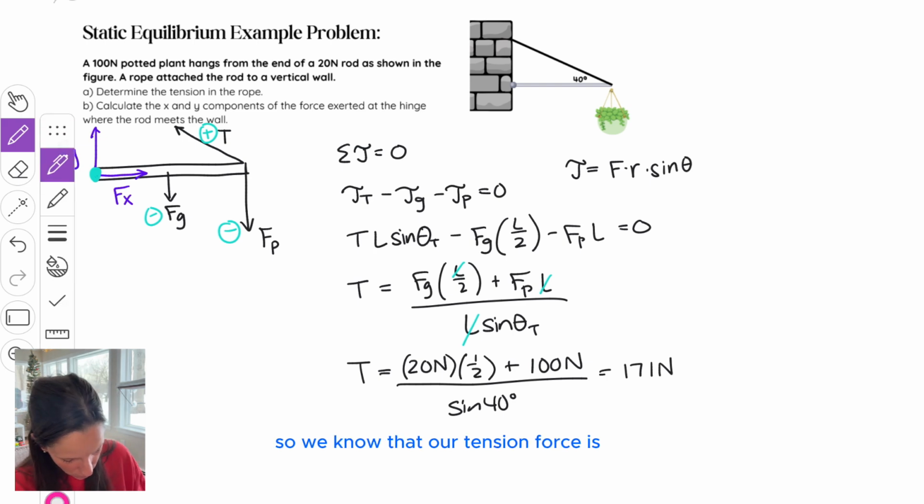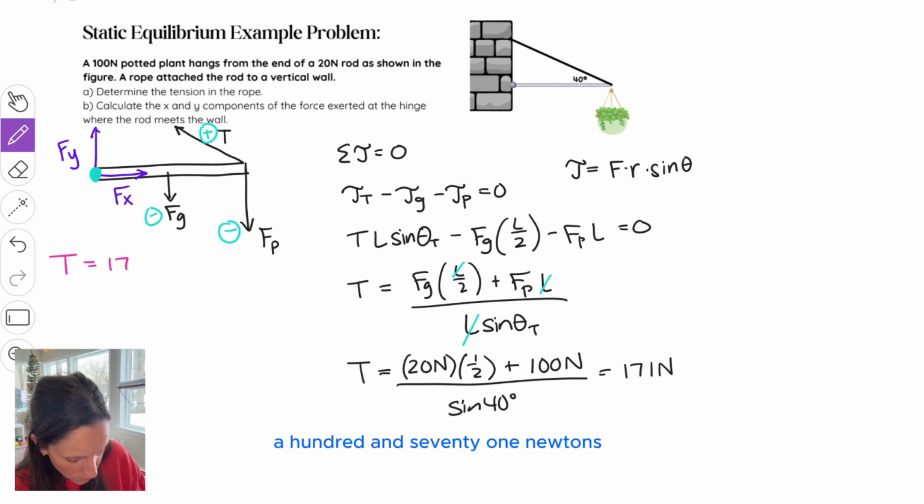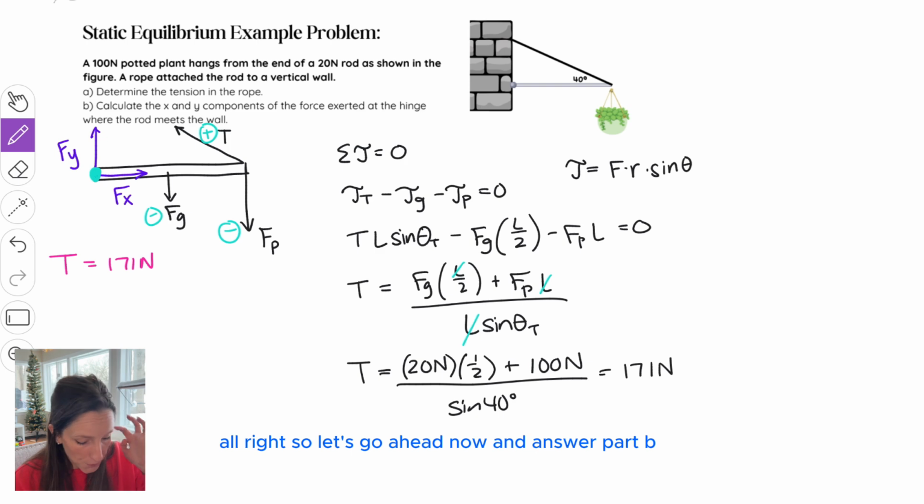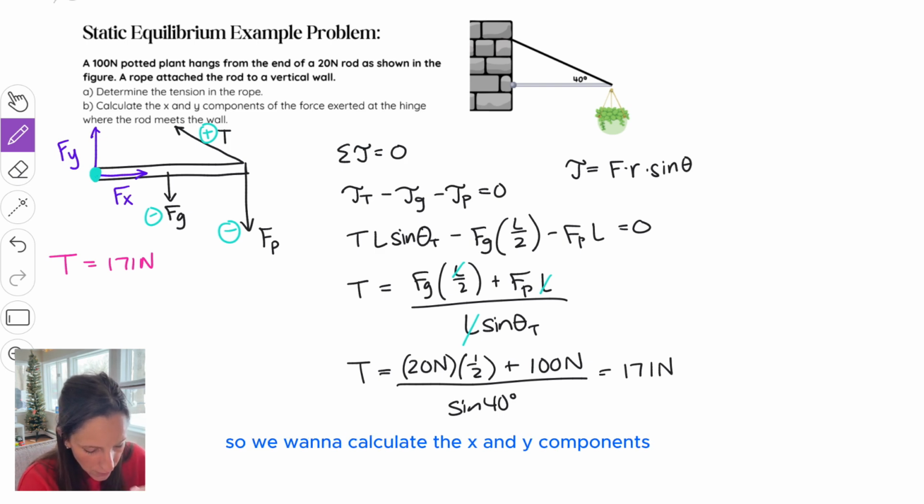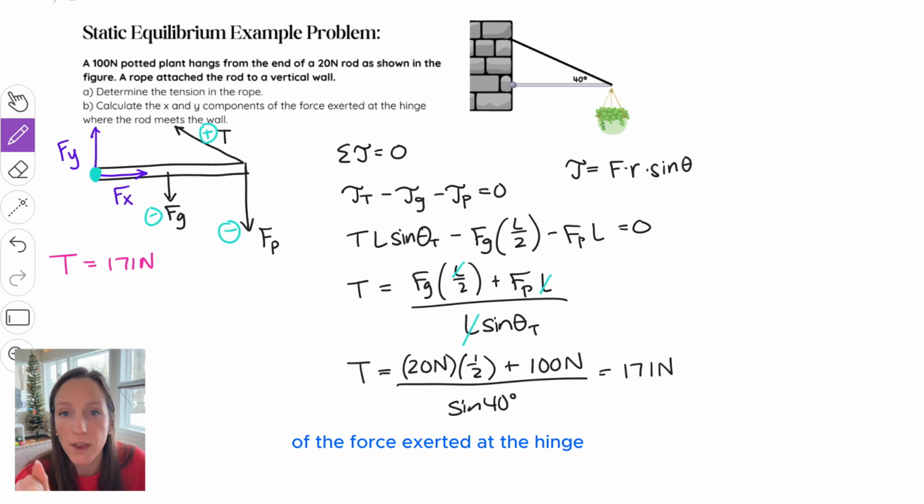So we know that our tension force is 171 Newtons. All right, so let's go ahead now and answer part B. So we want to calculate the X and Y components of the force exerted at the hinge where the rod meets the wall. And here's where our net force equations are going to come into account.